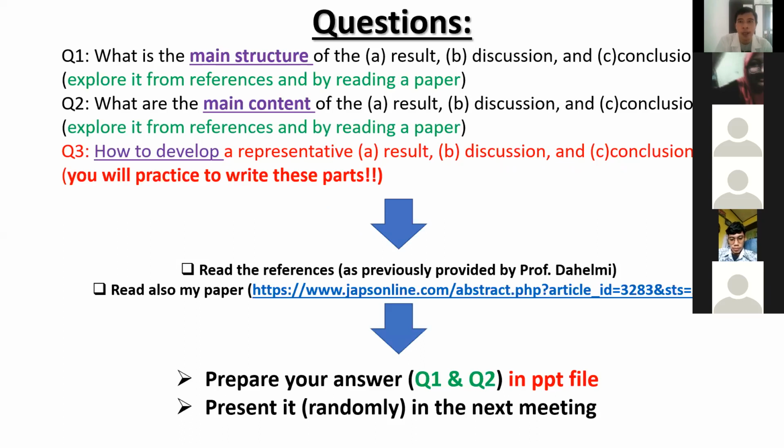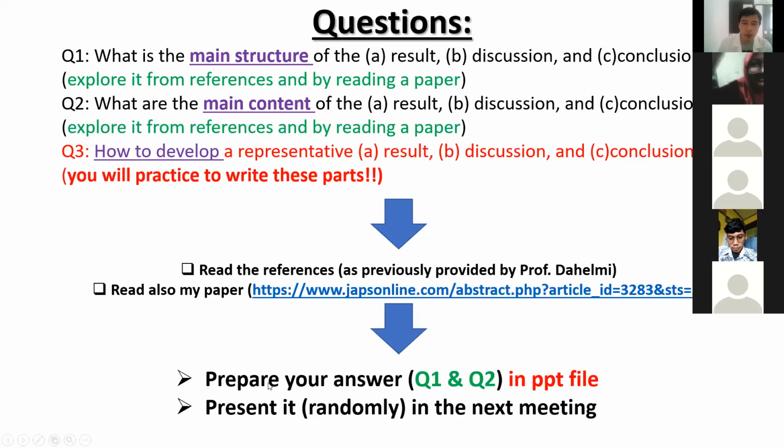So you will try to discuss in your groups what the main structures of results, discussions, and conclusions are, and what the main contents are. And at the last meeting, we will practice developing a representative result and discussion.